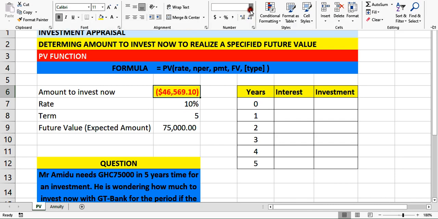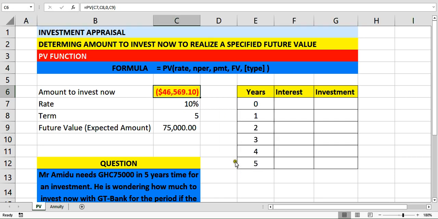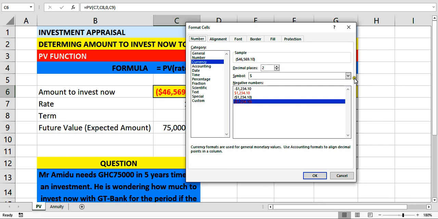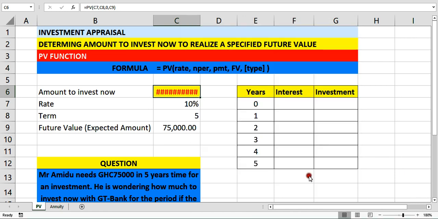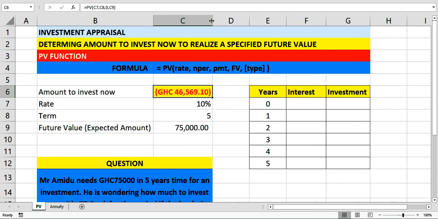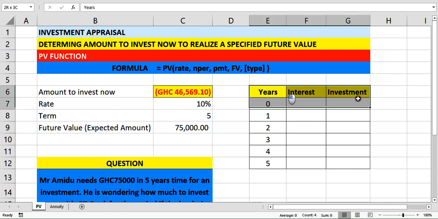So let's go to more. I'm going for the Ghana cedi symbol. Click here. I think we can find the GHC right here. So we have our Ghana cedi. Let's expand a bit. So we need to invest 46,569.10 cedis right now if we decide to make the investment. Now when we come to the schedule, we'll be able to know how much interest we'll be making at the end of each year, and then what will be our total investment with the bank.